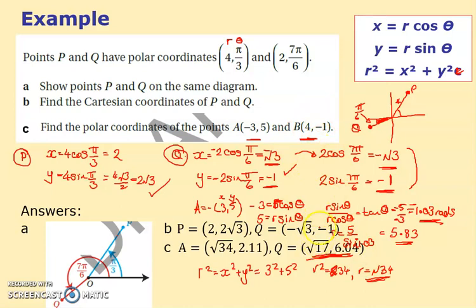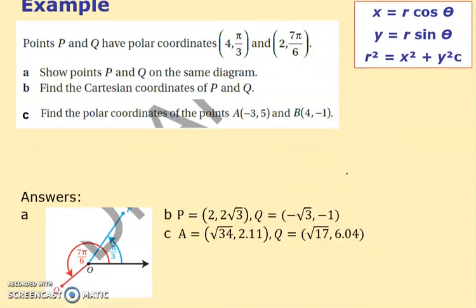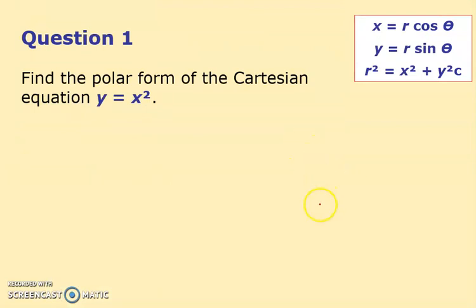So one's negative, so just be a little bit careful with that negative. Hopefully you'll get the right answers of Q equals root 17, 6.04. Now we've done quite a lot of time on this, so we need to speed up a bit. The rest we'll do in lesson.